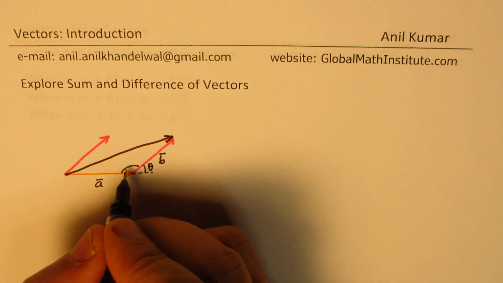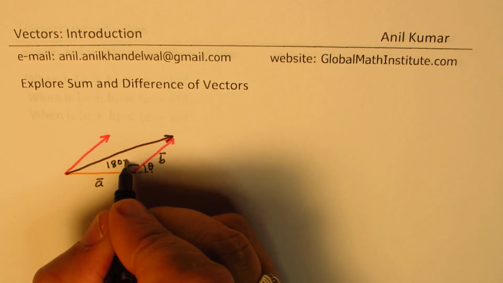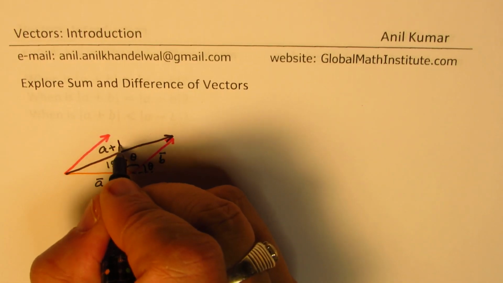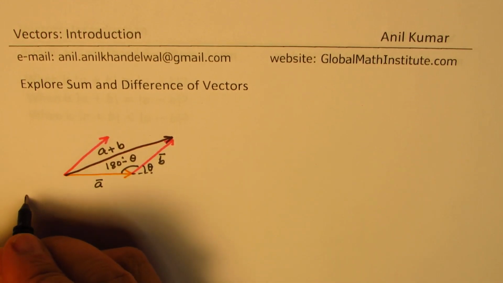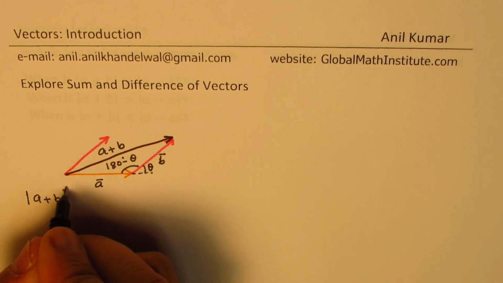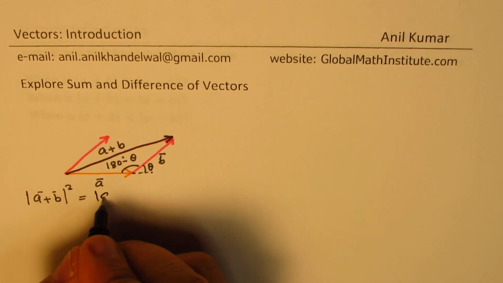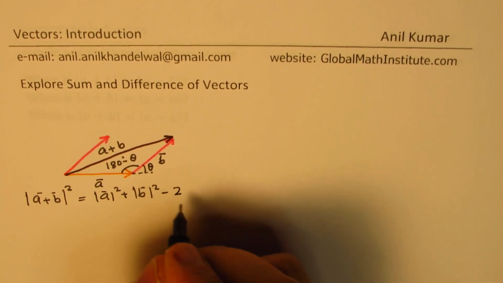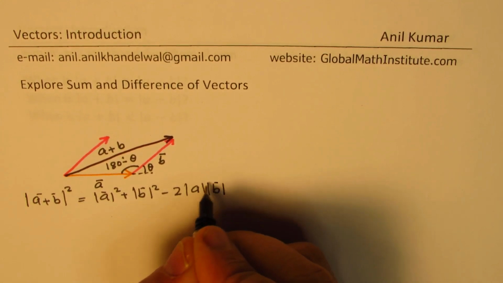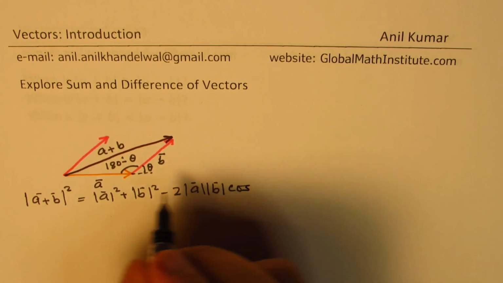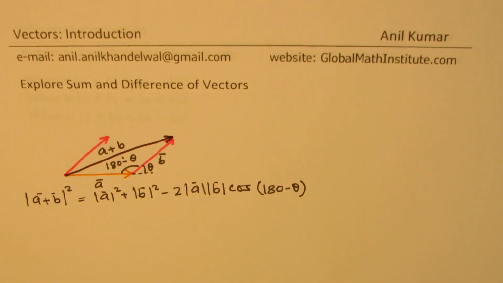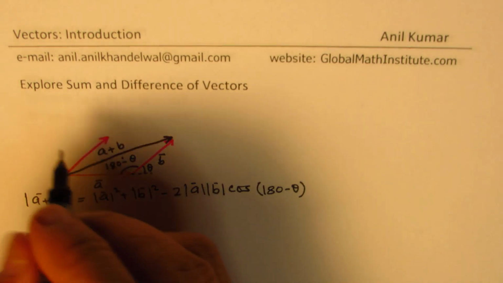The angle theta is right there, right? So this angle is, actually speaking, 180 minus theta, correct? And then you get A plus B. And here we know that the magnitude A plus B, let's write down their squares, is equal to magnitude of A square plus magnitude of B square minus 2 times magnitude of A times magnitude of B times cos of this angle, which is 180 minus theta, correct?